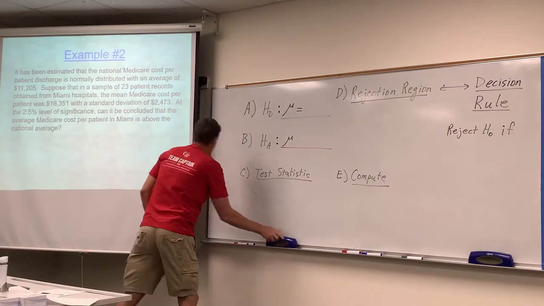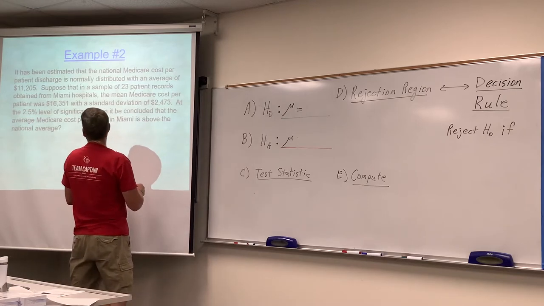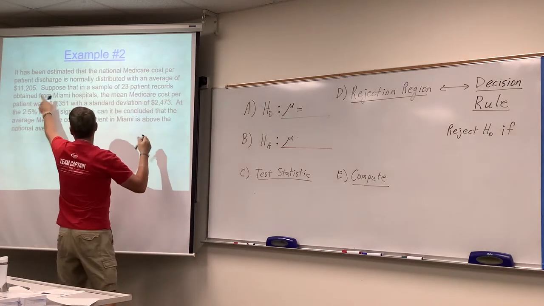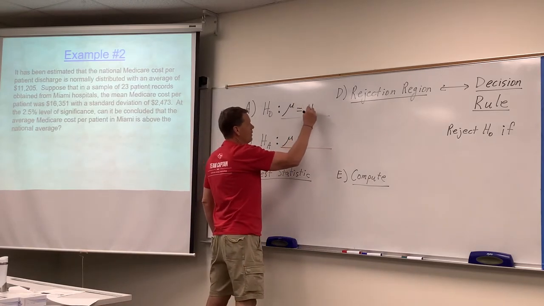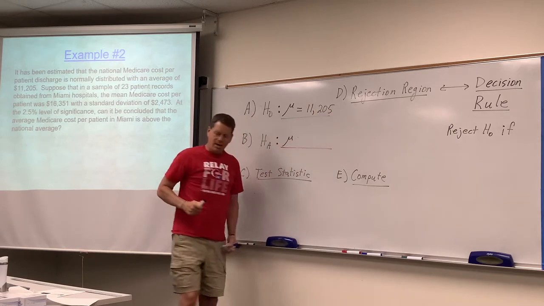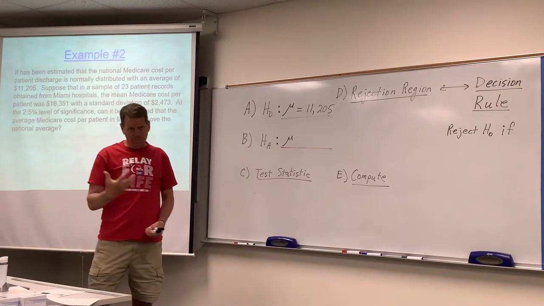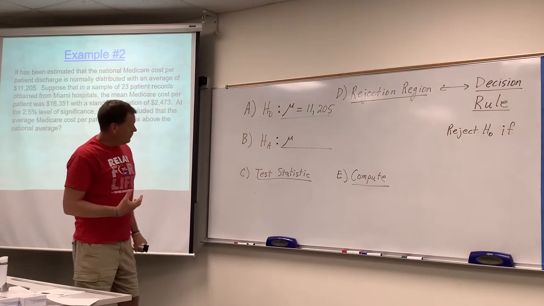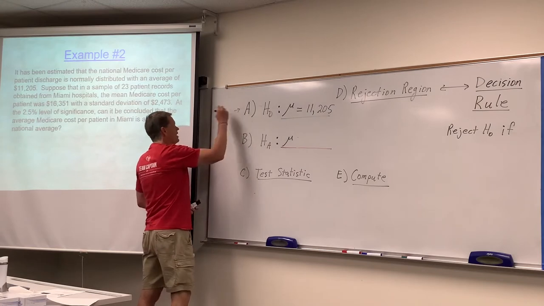So it says that the national average is $11,205. So mu equals $11,205. That's a claim. That's a hypothesis. And again, the symbol would be mu because it's the mean of a population. All right, so that would be considered the established estimated national average.